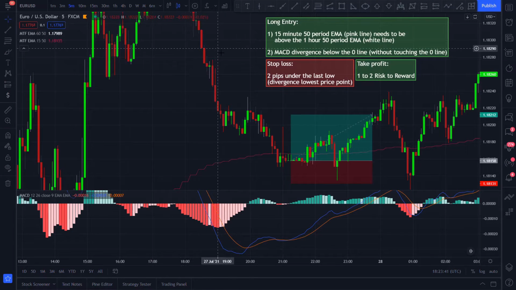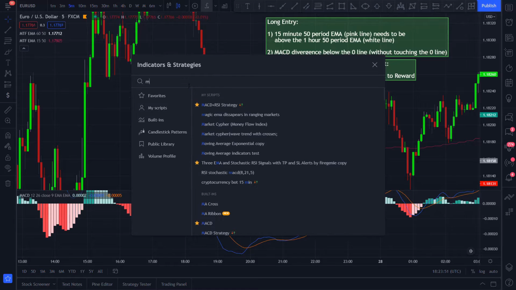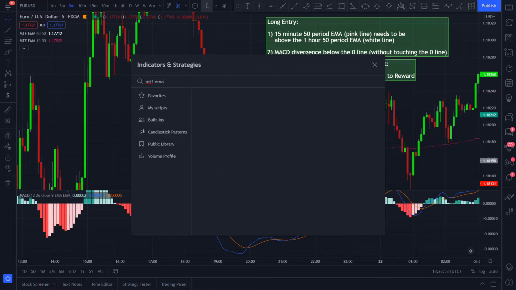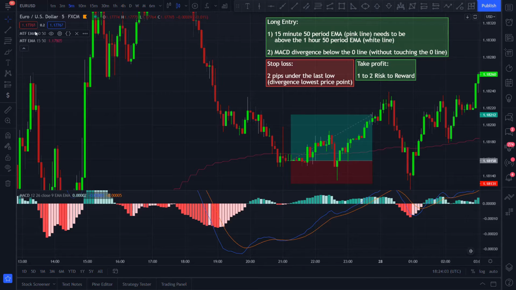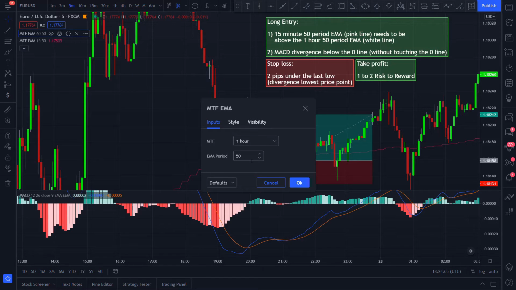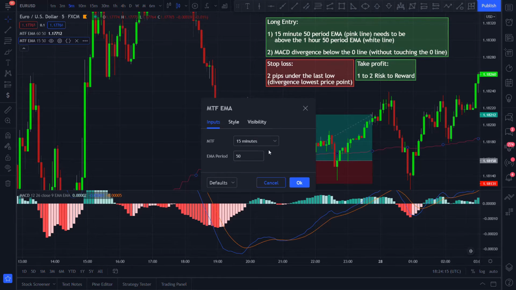For this strategy, you will need two indicators. The first one is going to be the multi-time frame EMA, and the second one is going to be the MACD. You can find the multi-time frame EMA by typing in MTF EMA. It's going to be by FX Mesa. Just click it 2 times. We are going to set the first one to the 1 hour and the 50 EMA period. And we are going to set the second one to the 15 minute and the 50 period.